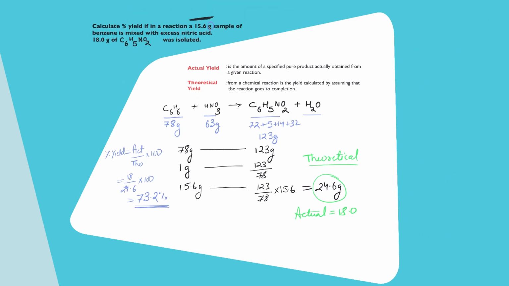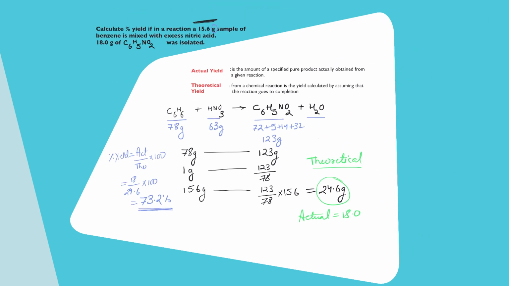So I hope this is clear to you, how we calculate the percent yield. We first find out the actual yield from the question itself, and then we calculate the theoretical yield by using the stoichiometric relations between the reactants and products, right? So I hope this helped, and take care.